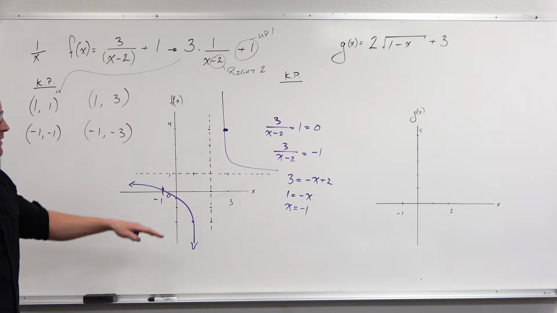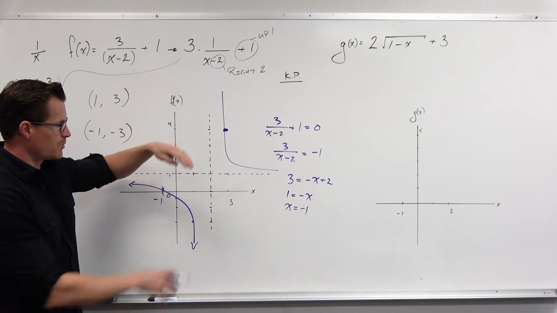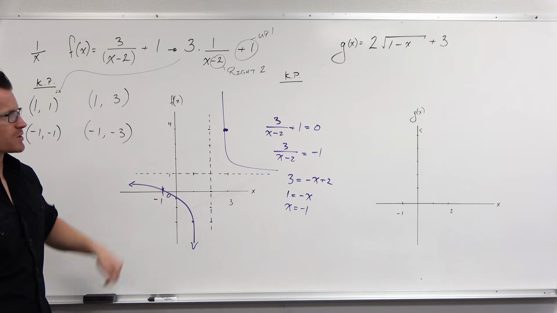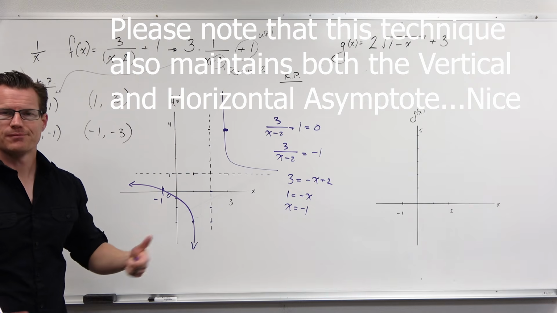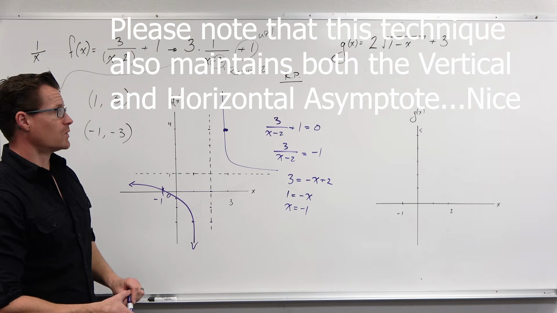So this graph has been shifted up 1, right 2. We've affected our outputs. We've stretched the graph out. That looks pretty ugly, but that's the way this graph sort of looks as far as a sketch is concerned. All right, the last one.